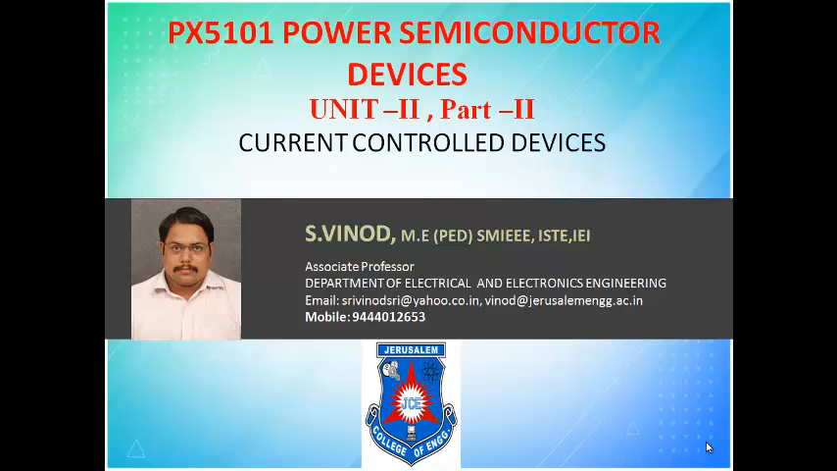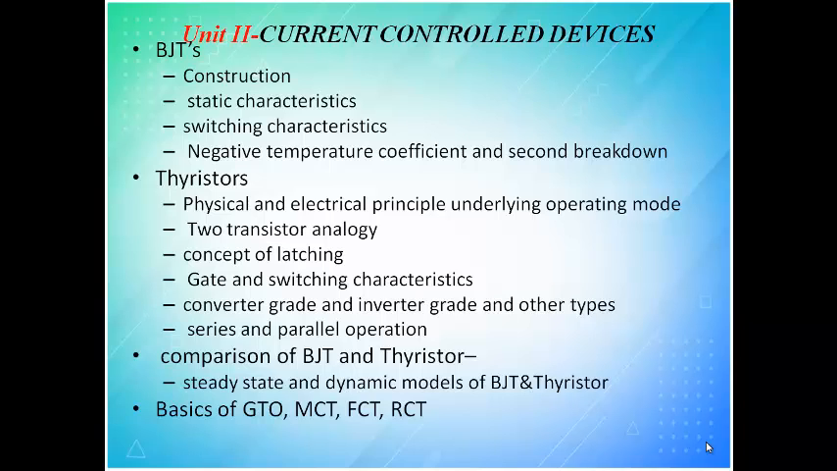So, very good afternoon. Unit number 2 is current control devices. We have started with the BJT. In BJT we have seen that it is a current control device. Why do we say current control? Turning on is done by injection of electrons from external.